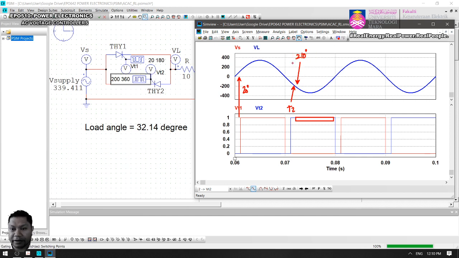After 210 degrees, thyristor 1 will be off, but thyristor 2 will now be on because of this long, wide pulse duration. So the output voltage is a sinusoidal waveform. If alpha is below the load angle, you cannot control the output voltage. The output voltage is always the sinusoidal supply voltage, and this is known as the uncontrollable range. We can only control the output voltage when alpha is between the load angle and pi.